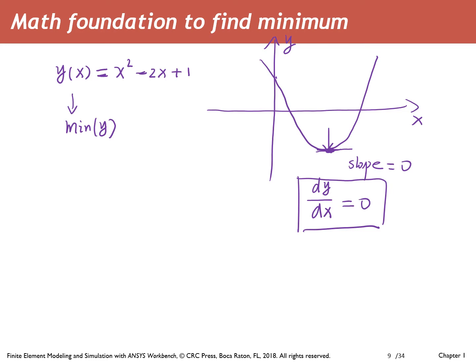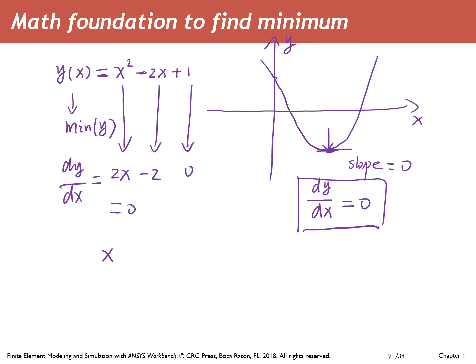For this case, dy/dx is 2x minus 2, and this equals 0, which leads to x equals 1. So that tells us that when x equals 1, this function is minimized. Okay, that's a review of the math tools to find the minimum for a function, and then we come back to our problem.